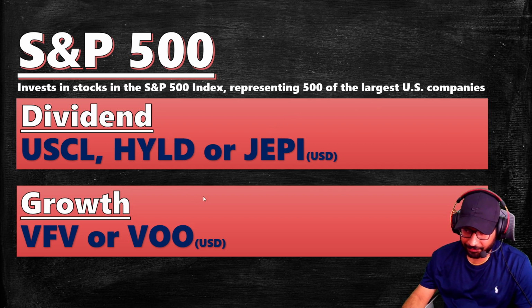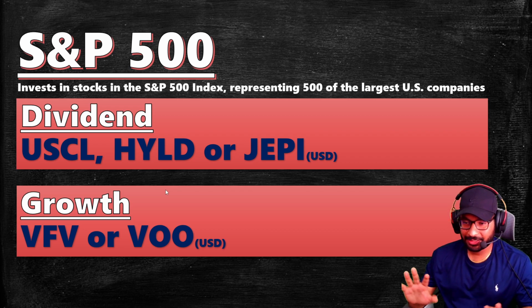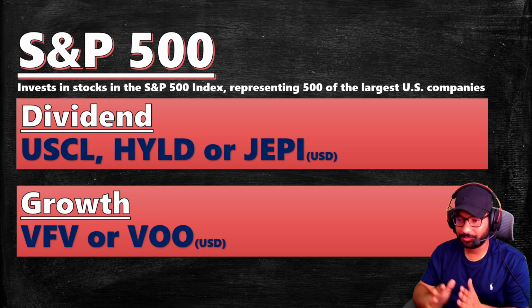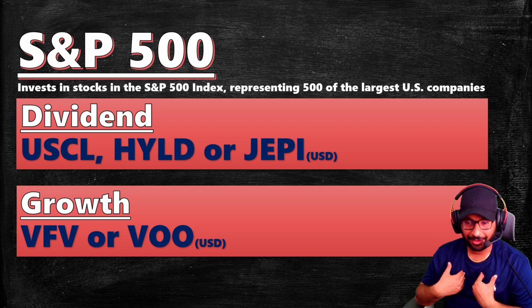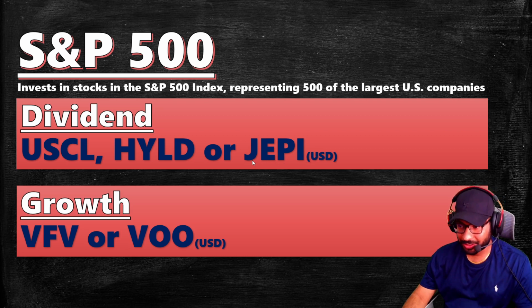So what I have done, I have listed two types of ETFs. One is dividend. If you really love passive income, you can go for that. The second one is if you really like capital gains, if you really want growth. Just to give you a heads up, at the end of the video, I'll be telling you which ETFs I have in my portfolio. But these all are great ones. Also, the ETFs that are in USD, I have put in brackets, like JEPI and VOO are in USD. So these three are the dividend ones and these two are the growth ones.